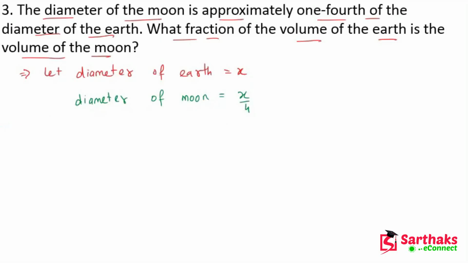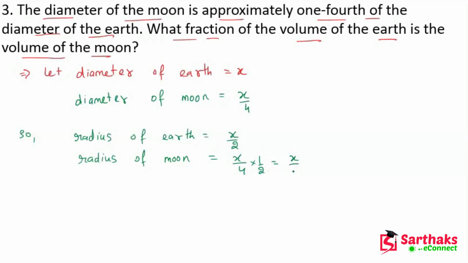What is x upon 4? So now my dear friends, radius of earth is what? Radius of earth is x upon 2. So radius of moon is equal to x upon 4 into 1 upon 2. So this is equal to x upon 8. So this is equal to what? X upon 8.